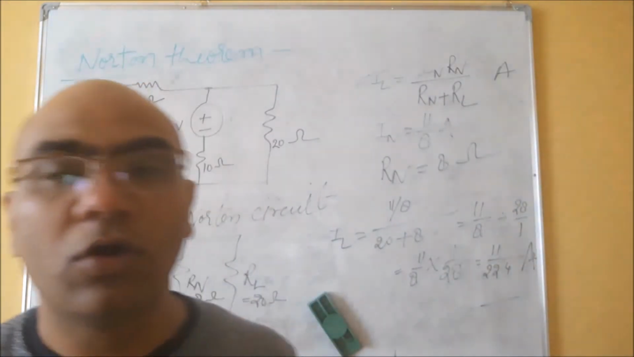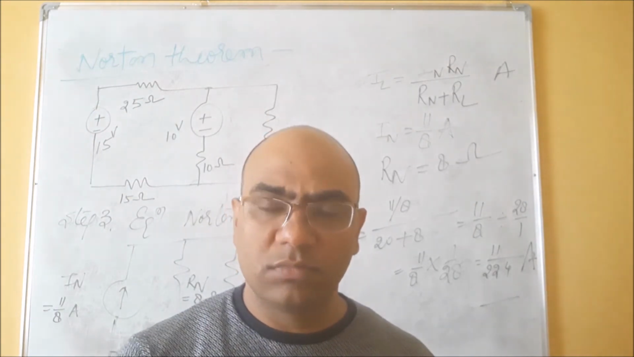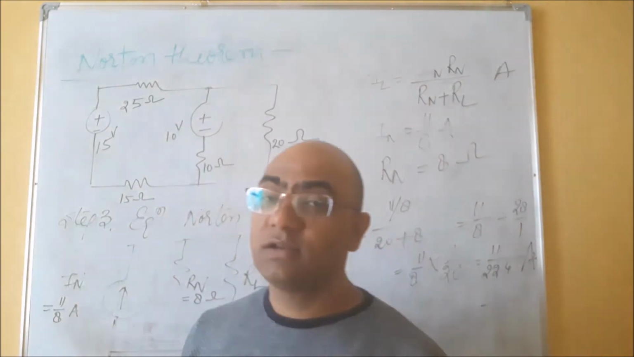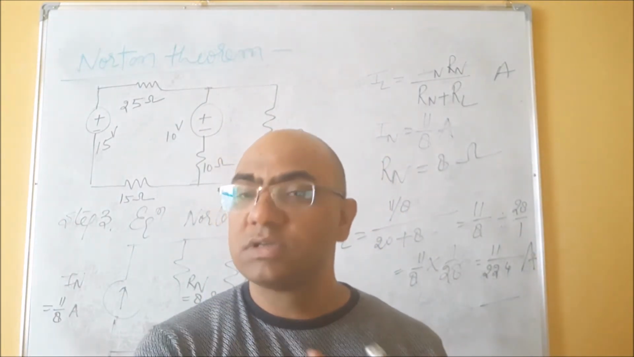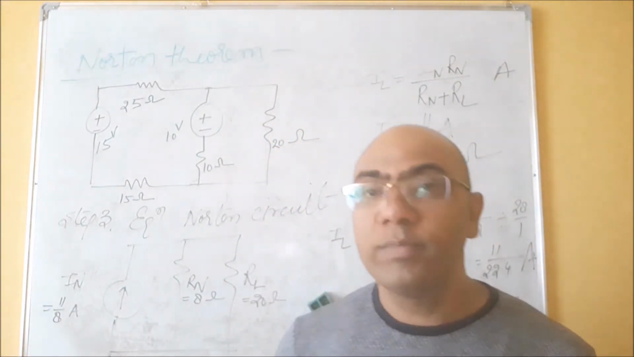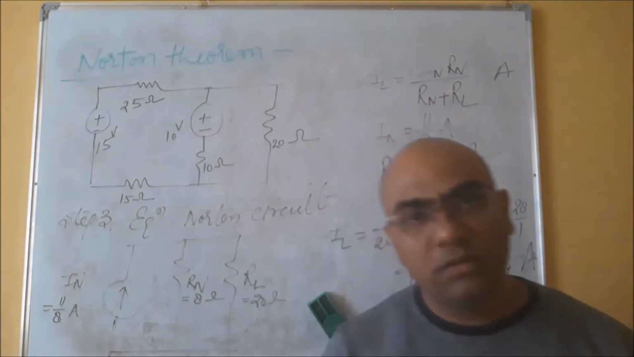You can put it also in decimals if you want. Right? So have you understood how we can apply the Norton theorem and get the value of load current using the Norton theorem? So this is the procedure, and now allow me to compare the Norton theorem and the Thevenin theorem.